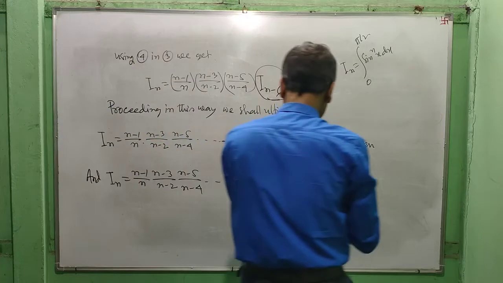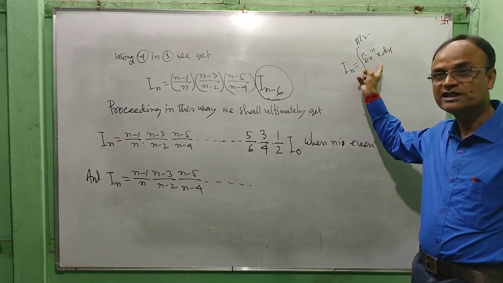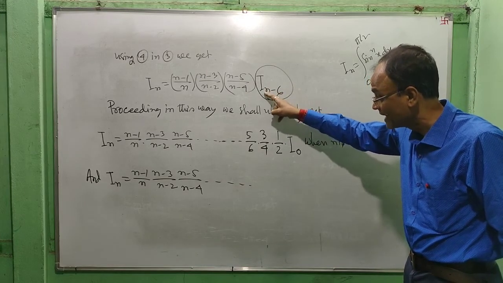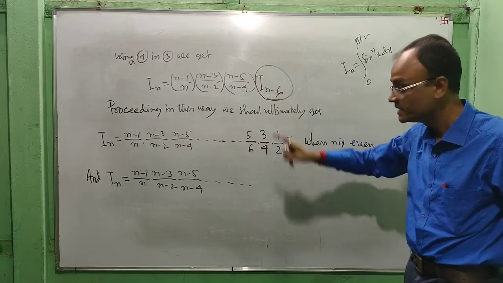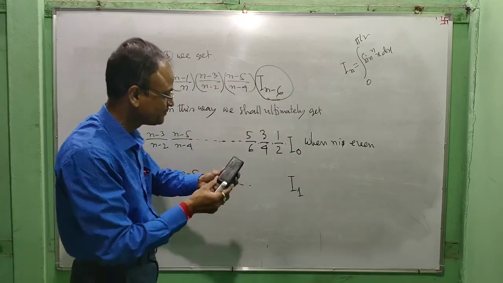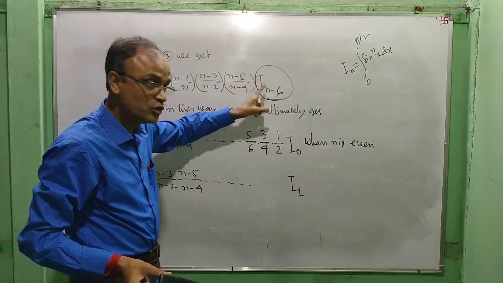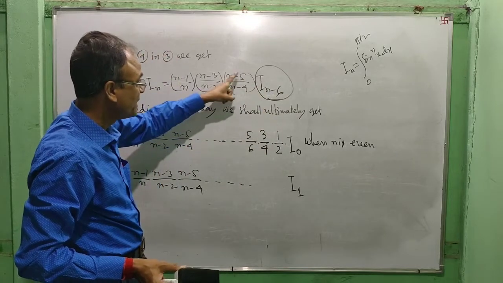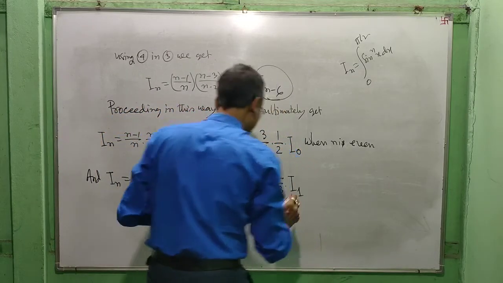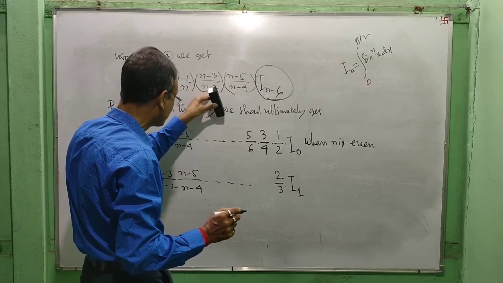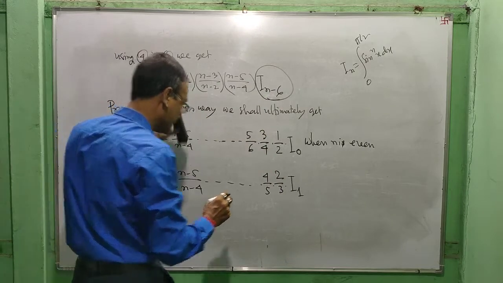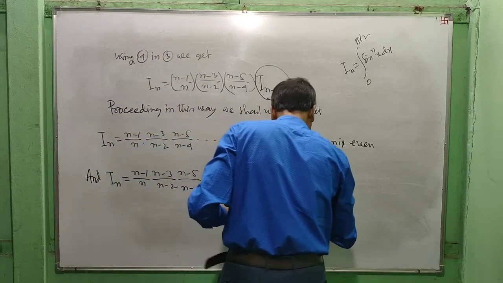When n is odd, suppose n is equal to 7. If it is 7, then this term will be I1, 7 minus 6 equal to I1. Now we have put n equal to 7. This term will be equal to 7 minus 5 by 7 minus 4, 2 by 3. The term just before this, 7 minus 3 by 7 minus 2, 4 by 5. This term, 7 minus 1 by 7, 6 by 5, when n is odd.